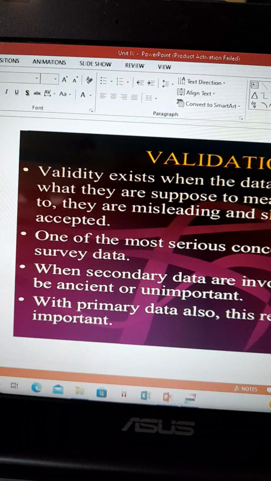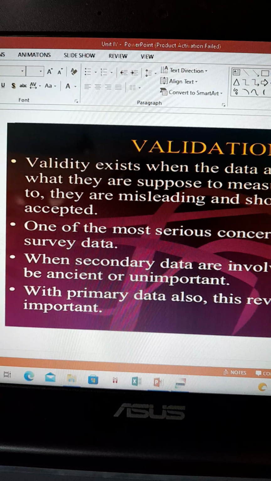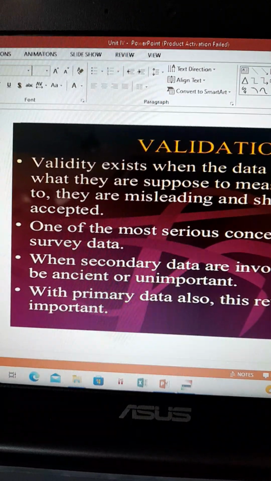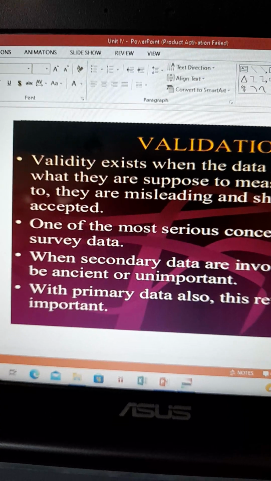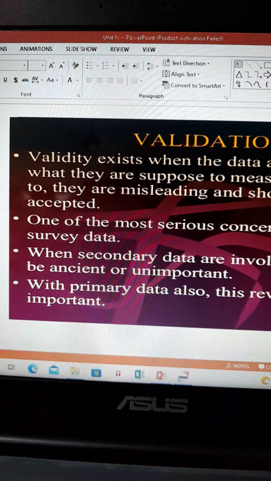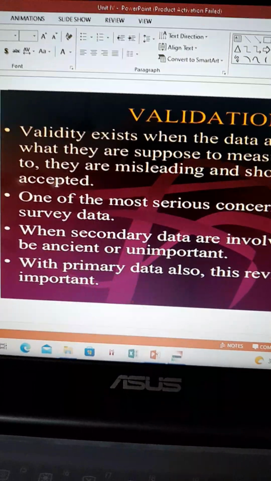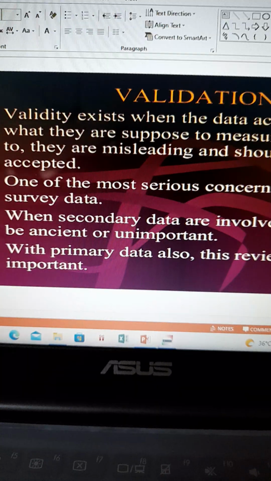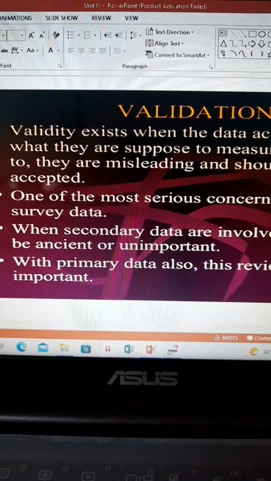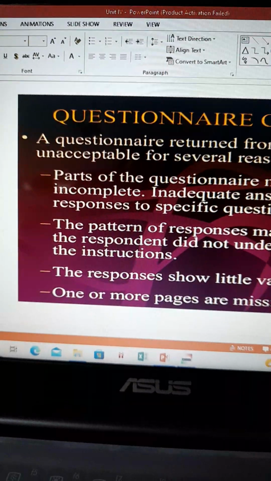First, let us see what is meant by validation. Validation exists when the data actually measures what it is supposed to measure. If it fails to, it is misleading and should not be accepted. One of the most serious concerns is errors in survey data. When secondary data are involved, they may be ancient or unimportant. So, with primary data also, this kind of review is important.